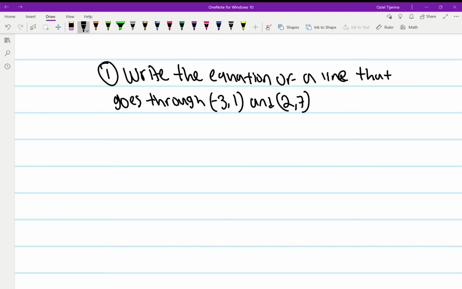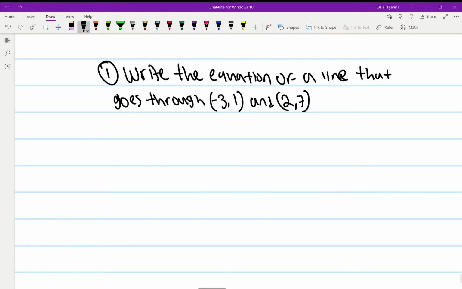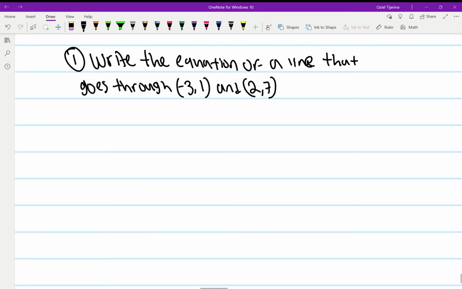On here we have: write the equation of a line that goes through (-3, 1) and (2, 7). I know in the last video we were doing absolute value inequalities, and I was going to continue on those today. The thing is that I forgot to go over a specific type of question that I feel is the most common type they test you on in algebra, and that's to see if you can find the equation of a line that goes through 2 points.